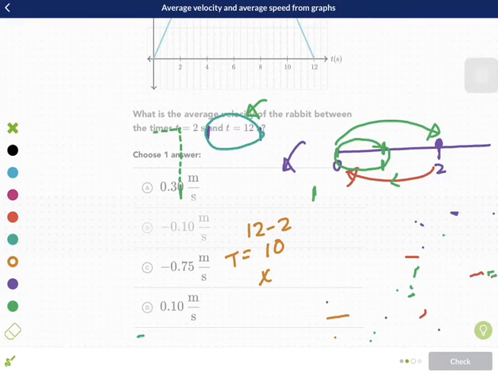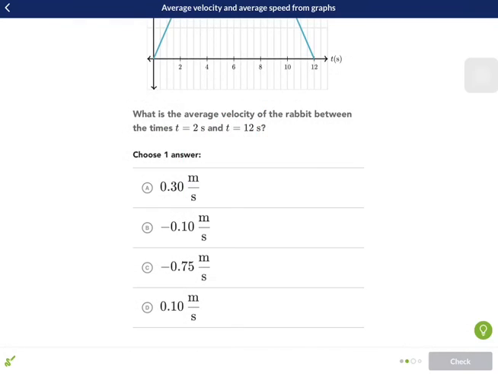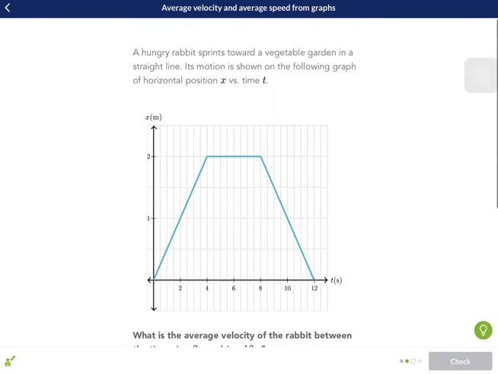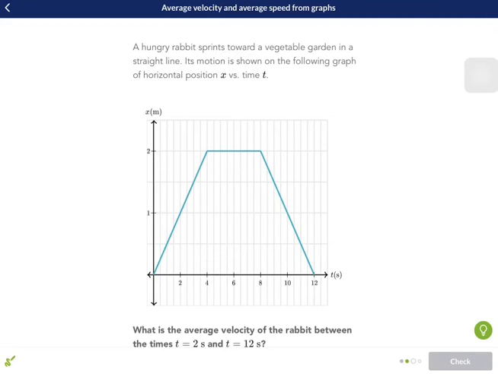The displacement is 1, so we know the average velocity is total displacement over total time. So displacement is 1, time is 10, so the answer is 0.1 m/s. But they are talking about the velocity, and velocity is a vector, so when choosing the answer, we have to consider the direction.